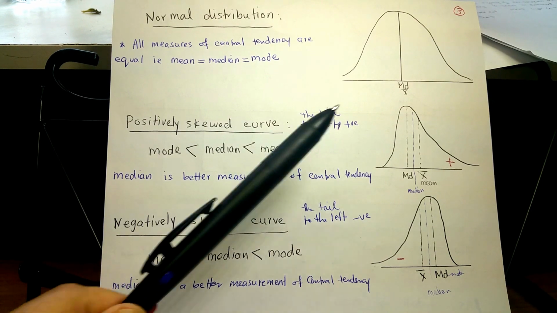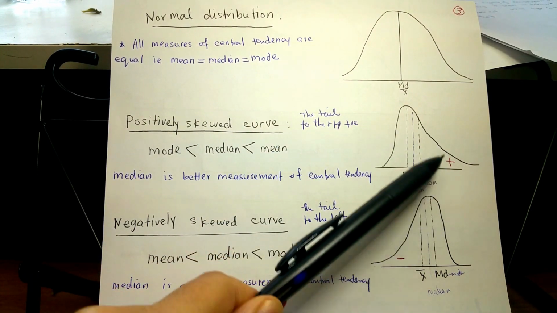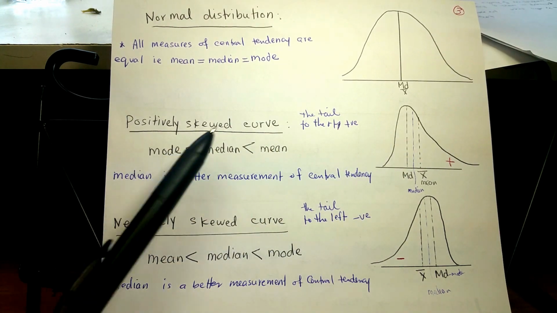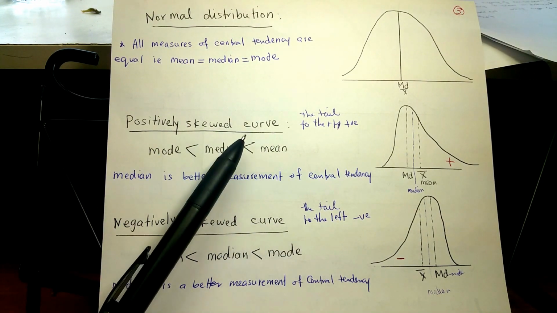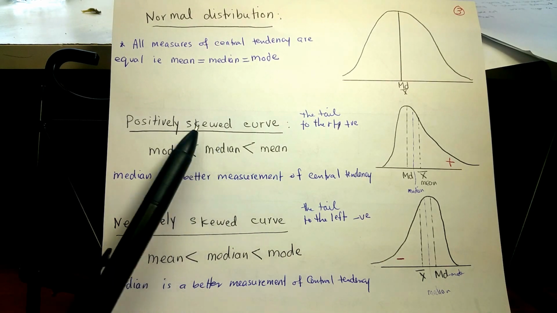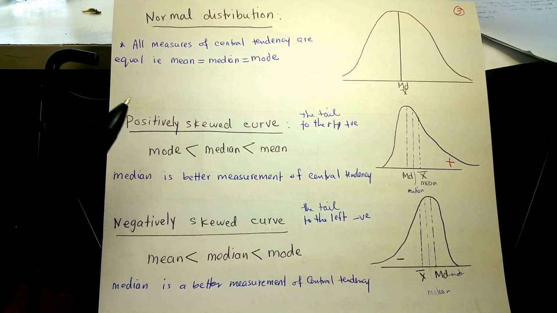So how I remember this: the tail is positive toward the right, so it's positive. So write mean, median, mode from the right to the left, and you'll get it. Mean is larger than the median, larger than the mode.